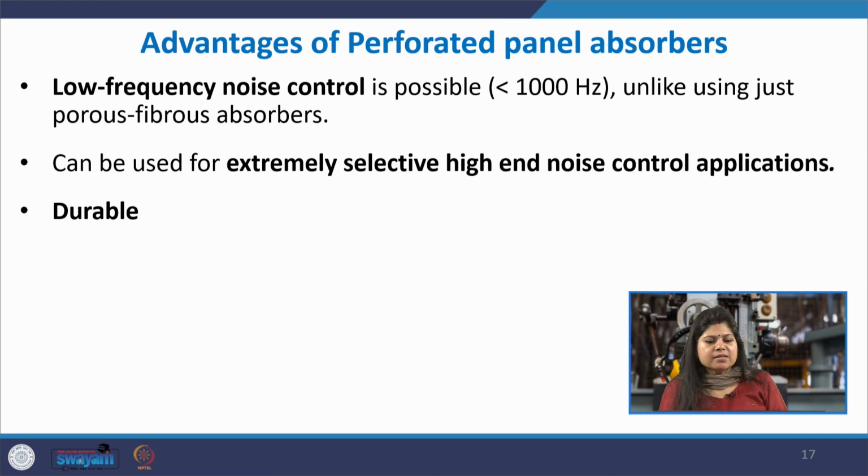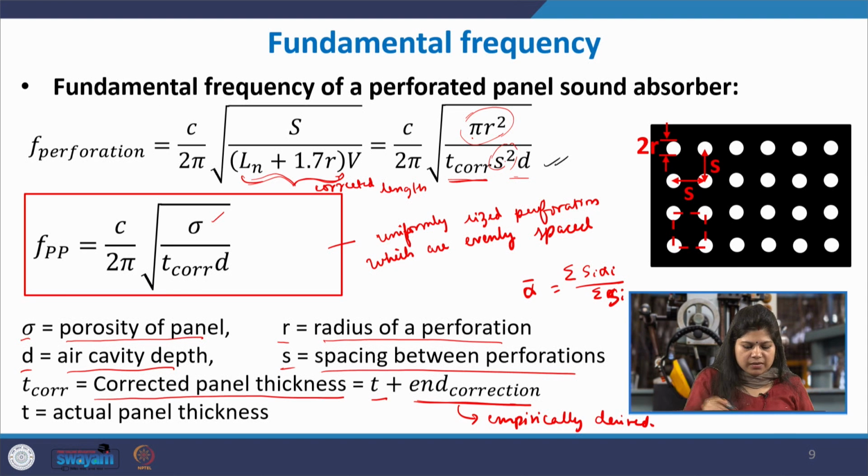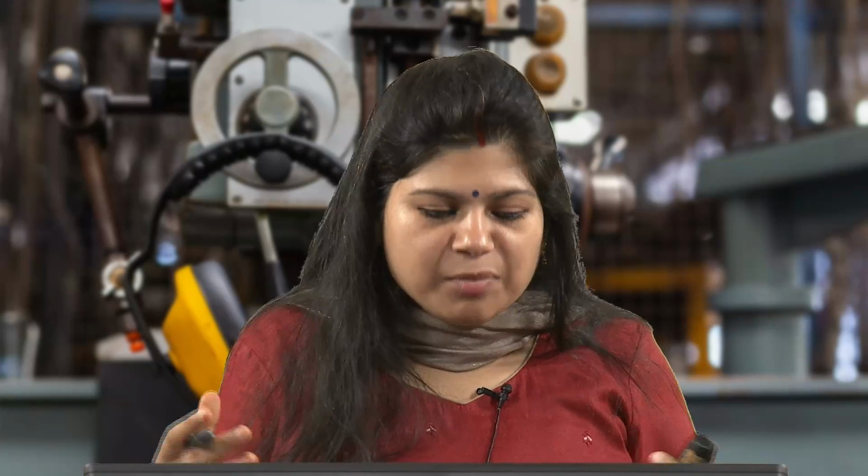So, let us quickly see the advantages you can achieve for low frequency noise control using this. You can tune the dimensions of the air cavity depth, the radius. You already know the expression for the fundamental frequency, which is this one. So, you can accordingly tune the sigma, the T and the D, these 3 parameters, and you can get any fundamental frequency you would like, okay. Within the constraints of manufacturing, if you are able to attain some sigma, T and D, then you can definitely obtain some low value F as well, okay.